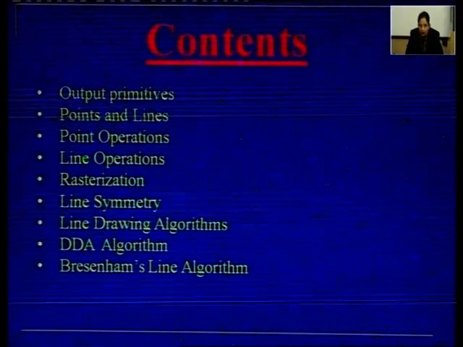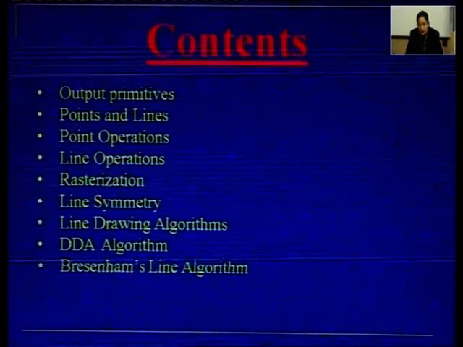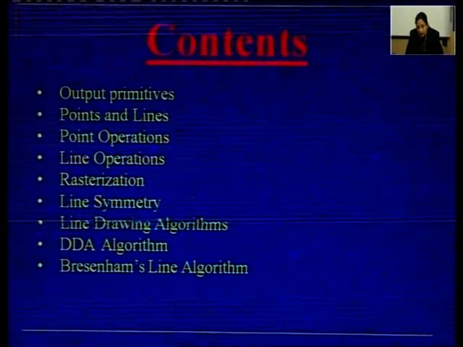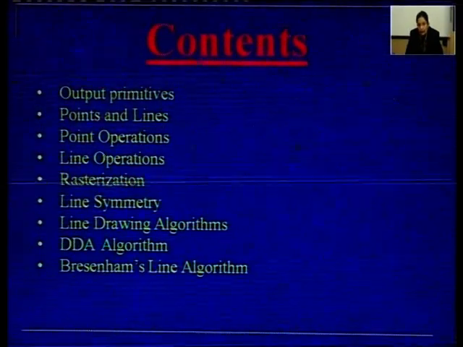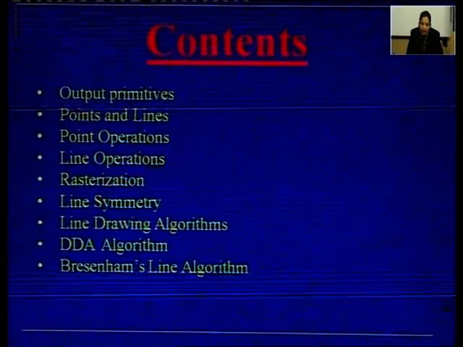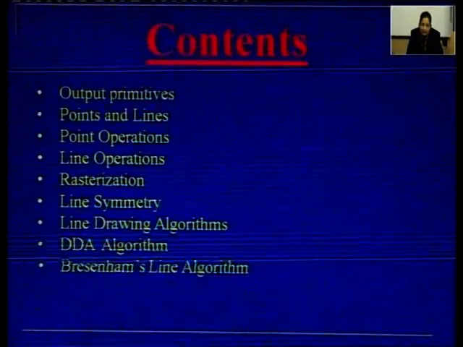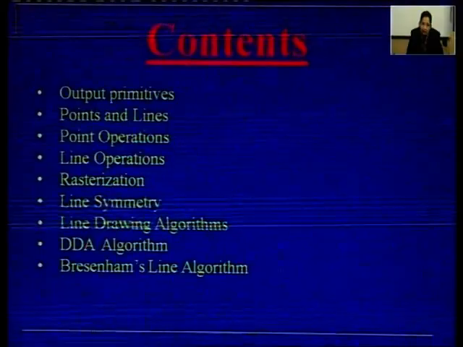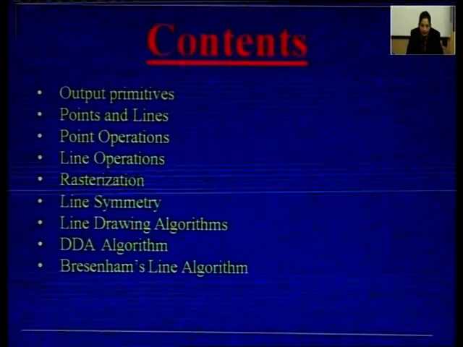We can draw a line, change the width of the line and the color of the line, and we can rotate the line, and we can also apply all the transformations on the line and on all other output primitives which we can draw with the help of lines.